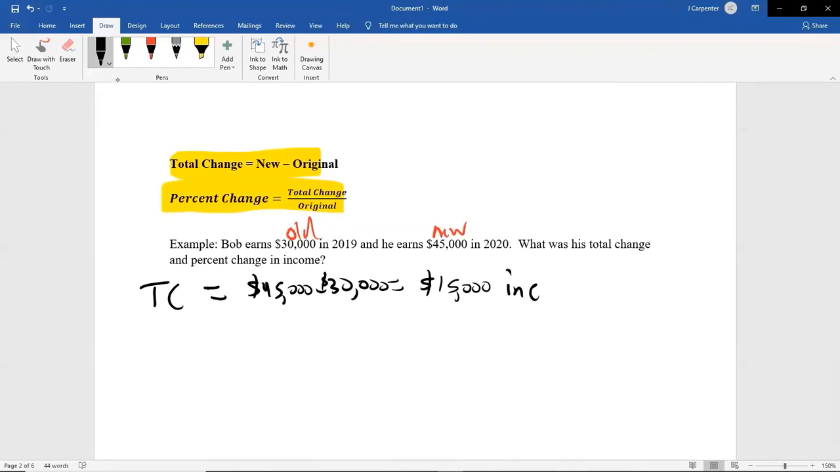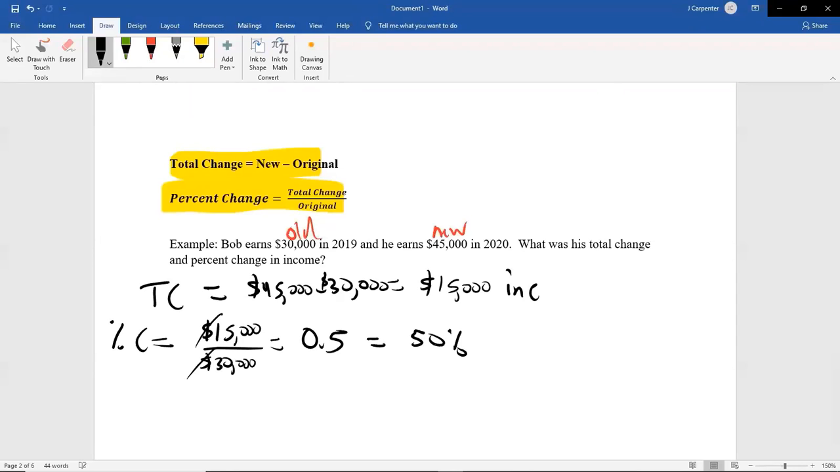Then our percent change, this is the ratio of that figure we just got, the total change. So that's the $15,000 divided by the original amount. So that's the 45, right? Nope. The original, the 30,000. When you do that, your dollar symbols will cancel. Your units tend to cancel for percent changes because you're comparing one type of unit to the exact same type of unit. So they should always cancel. 15 over 30 is the same as a half, which is the same as 0.5. So that would be 50%.